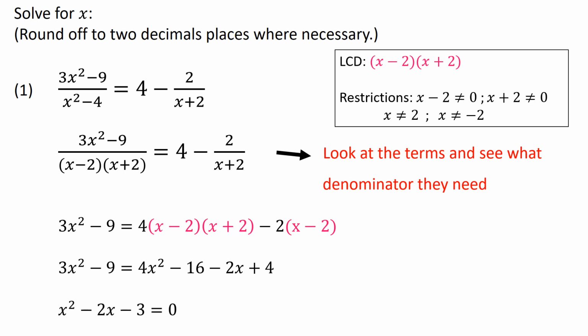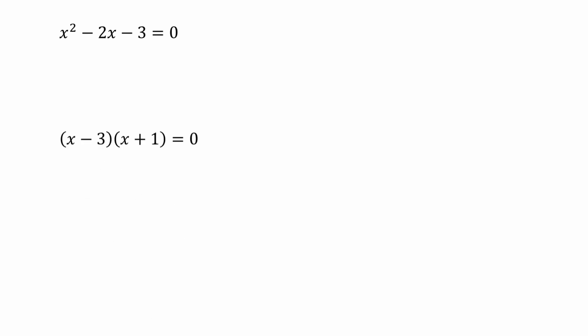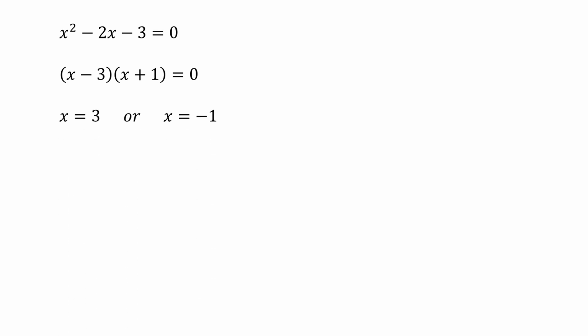Then we'll have x squared minus 2x minus 3 is equal to 0. So we're going to factorize it. So we'll have (x minus 3)(x plus 1) equal to 0. And then we're going to get x alone. So it's going to be x is equal to 3 or x is equal to negative 1.